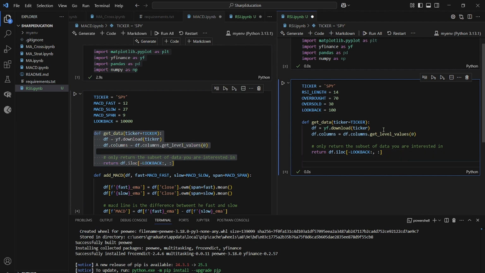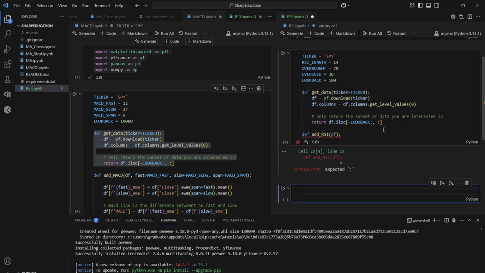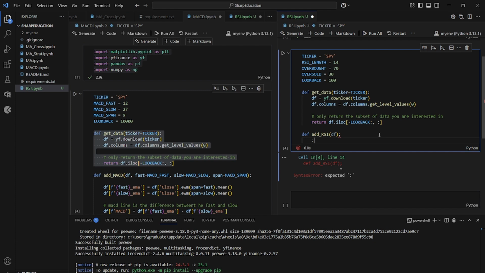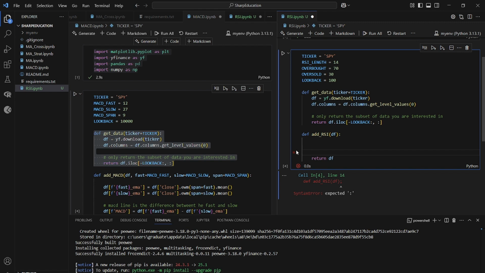So define add RSI to the data frame. Get rid of that, and delete this. Return data frame. So to start out, we need to first define the delta. Delta is pretty much just the change in prices from one day to the next.